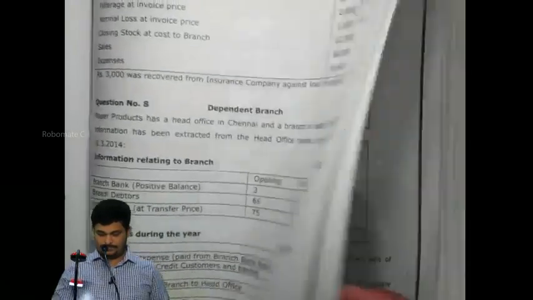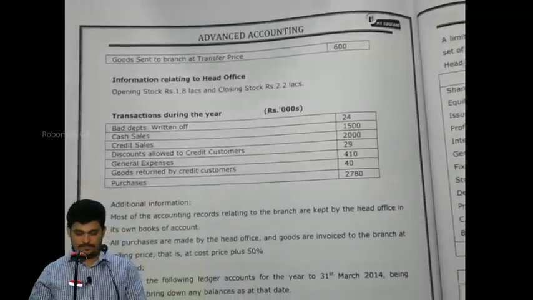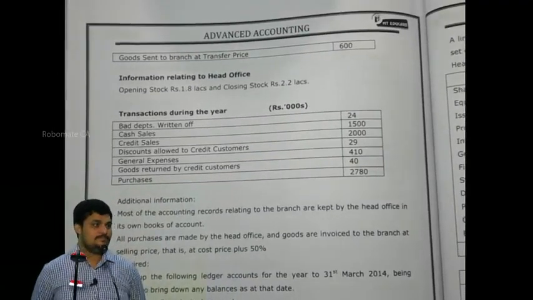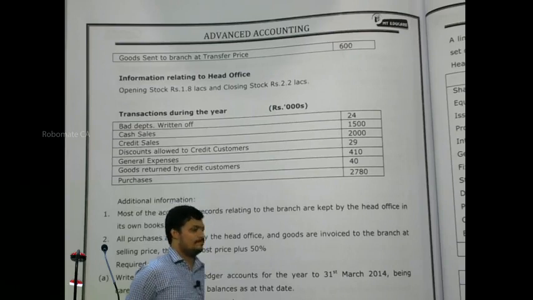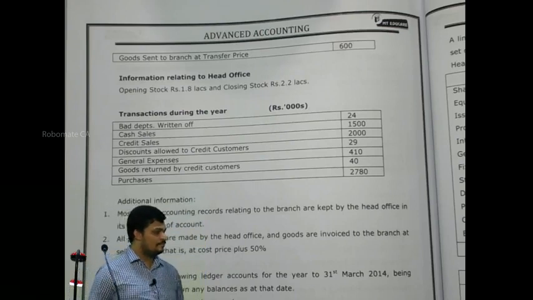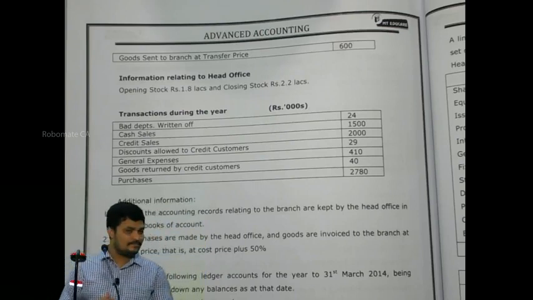Information relating to head office. Opening stock rupees 1.8 lakhs and closing stock rupees 2.2 lakhs. Transactions during the year, rupees in thousands: bad debts written off 24. Cash sales 1500. Credit sales 2000. Discounts allowed to credit customers 29. General expenses 410. Goods returned by credit customers 40. Purchases 2780. Additional information: most of the accounting records relating to the branch are kept by the head office in its own books of account. All purchases are made by the head office and goods are invoiced to the branch at selling price, that is at cost price plus 50%.